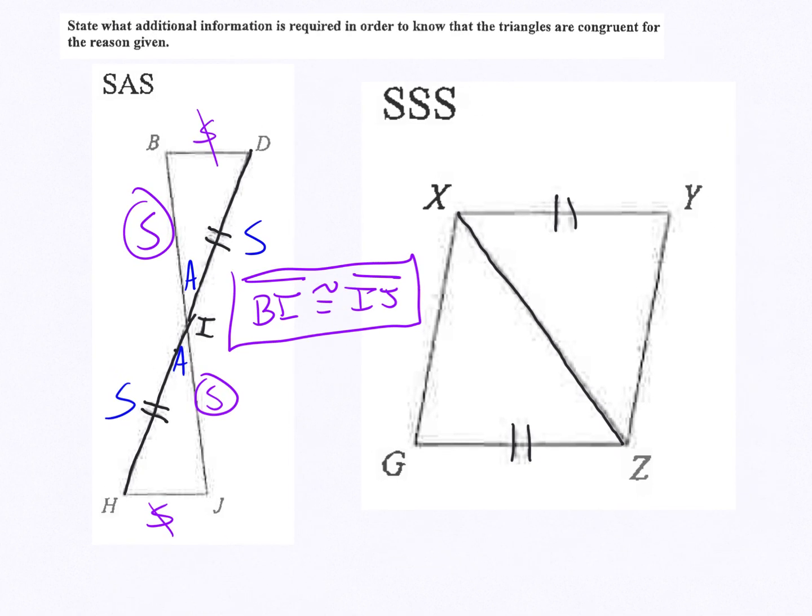All right, last one. We need it to be SSS. Wait, does it matter if it is IJ or JI? No, you can flip them around. Yeah, when you name a segment, it doesn't matter what order the letters are in.